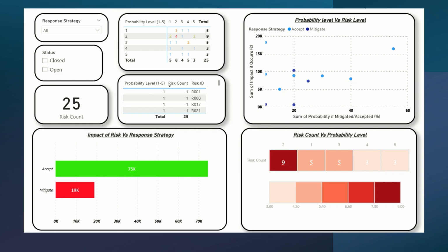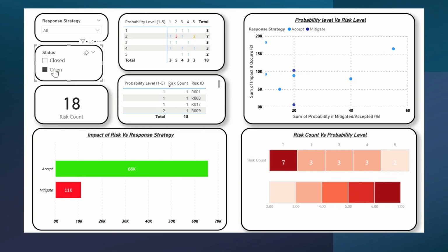We also have created different visuals and are playing around with the dashboard, where you're going to see the response strategy filter, which was selected as a drop down where you can filter by accept, avoid, mitigate, and transfer. You would also be able to see the risks by close or open just by clicking here.